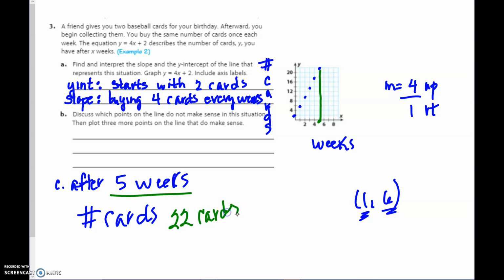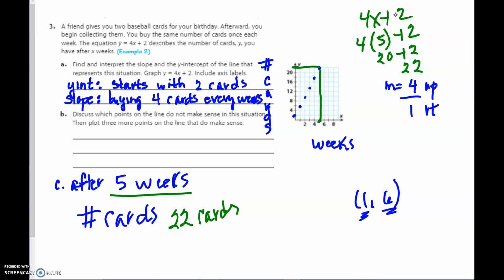Now, another way you could do that is, can't we take this equation, 4x plus 2, and put the 5 in there: 4 times 5, plus 2, so it's 20 plus 2. Do we get 22 cards? So you can get it from reading your graph by going to the weeks and coming over, or you can get it by plugging your number into the equation.